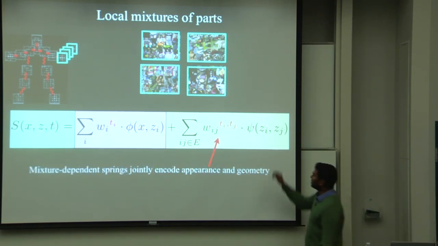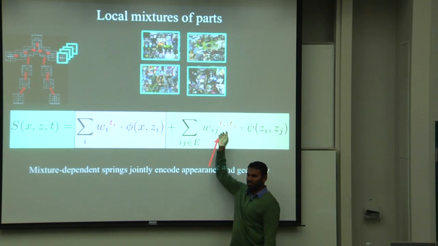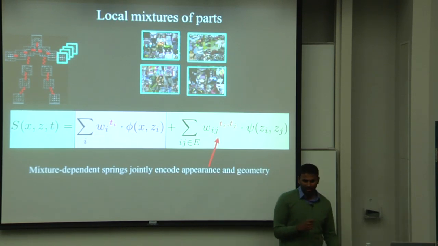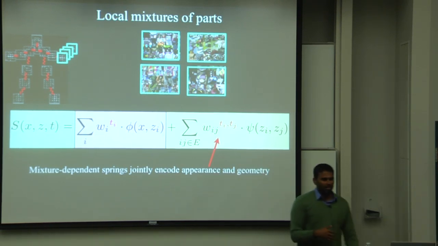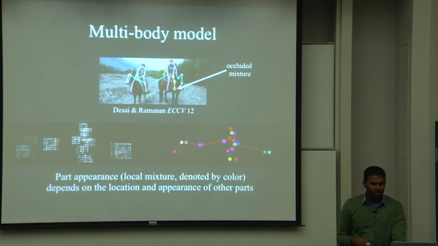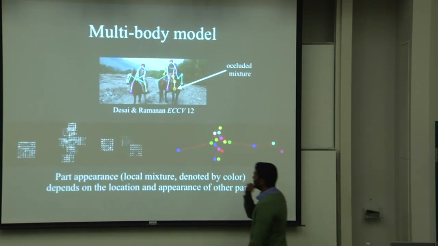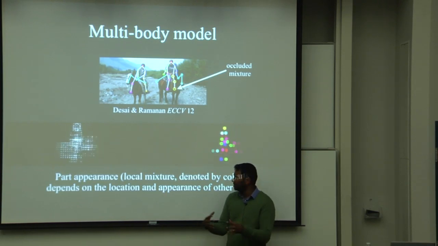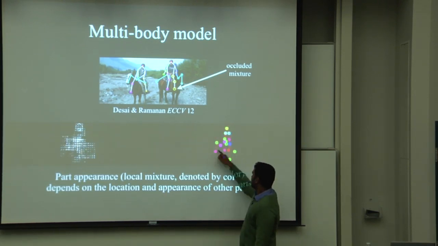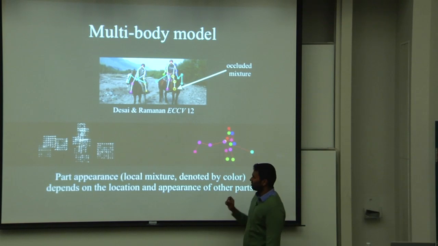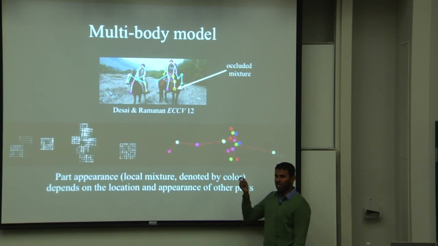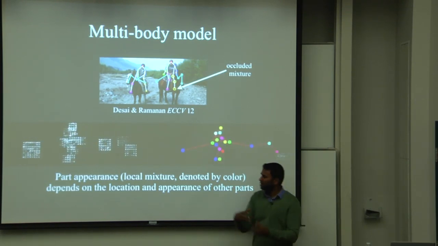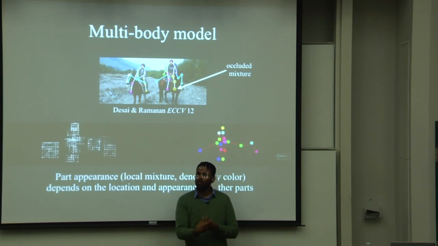And so this allows us to have geometry affect appearance, and alternatively have appearance affect geometry. So this is what I claim breaks this independence assumption. And you can kind of visually see that here. What I'm showing is another eigenvector of a common deformation mode. But I'm denoting a color here as a single mixture. Whenever the color changes, that means a different template is being swapped out locally.